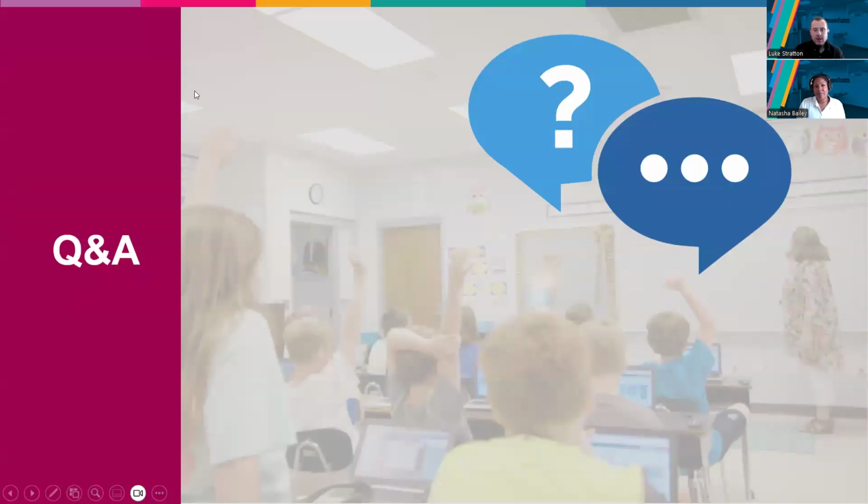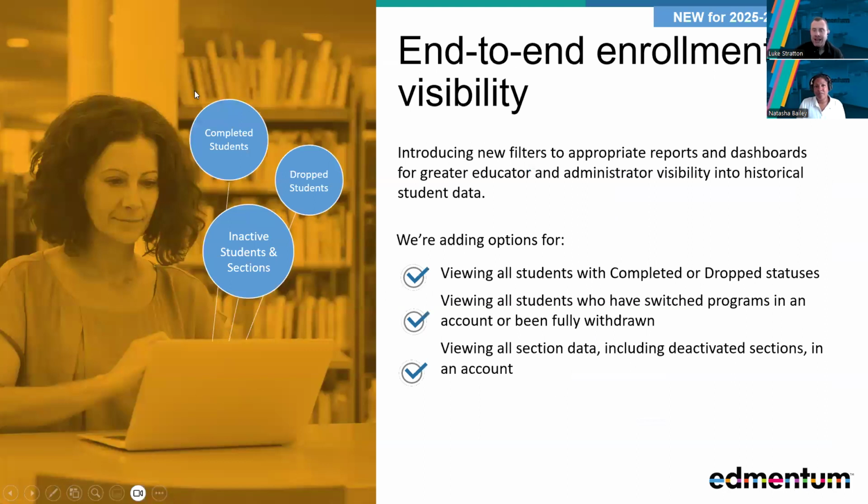Then when it comes into, oh, I accidentally went through, I just wanted the last point on that end-to-end enrollment visibility. Some people were asking me prior to this particular webinar itself. They knew it obviously included certain elements, but what are we adding options for within this visibility option? You can see here again, just to reiterate what I was saying before, you can view all students, whether they are completed or dropped, whether they have switched programs or been fully withdrawn. And again, you'll be able to see even deactivated sections.